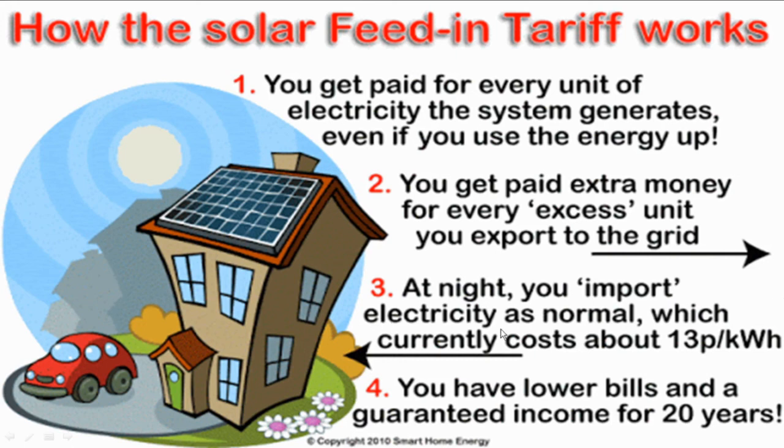Third point, at night you can import electricity as normal, which currently costs about 13p per kilowatt hour. Basically at night time, when solar power is not generating any electricity, there is a facility under the feed-in tariff that we can draw power from the utility grid. Fourth important point is you have lower bills and a guaranteed income for 20 years. There is a power purchase agreement between the utility grid and the end user, such that whatever energy is generated, the utility grid has an agreement between both parties of 20 years. So we have a guaranteed income for 20 years.